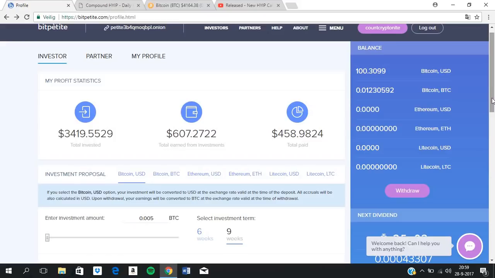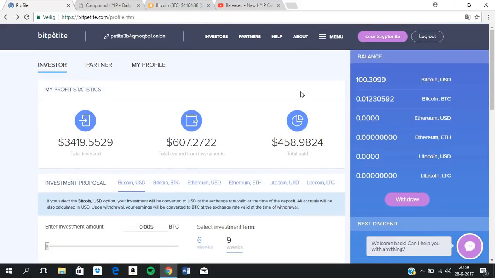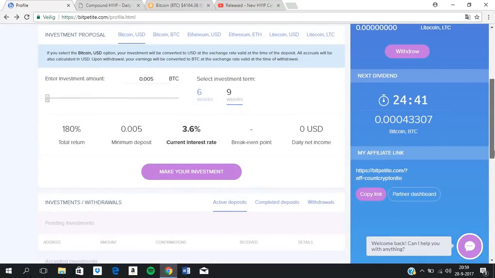I've never seen that. Mostly it takes time to withdraw or deposit something, maybe 1 hour, 2 hours, sometimes with Bitcoin, but this one I've never seen go that fast. I clicked on withdraw and literally in a matter of seconds it was in my wallet. So that's very good of Bitpetite.